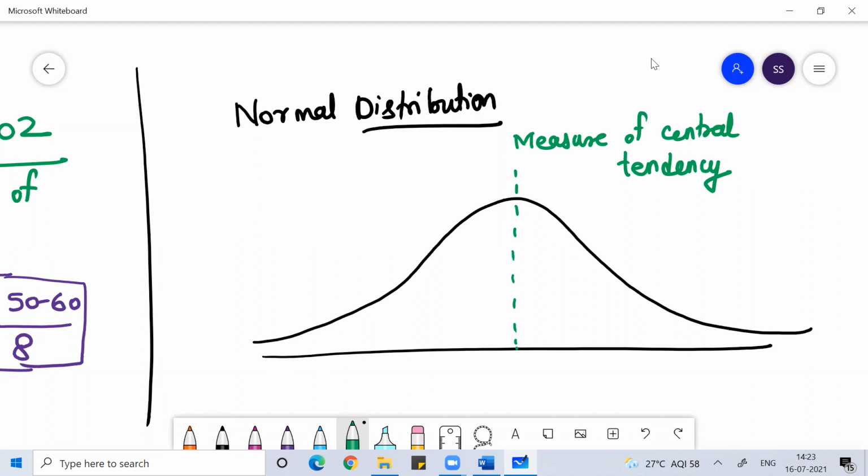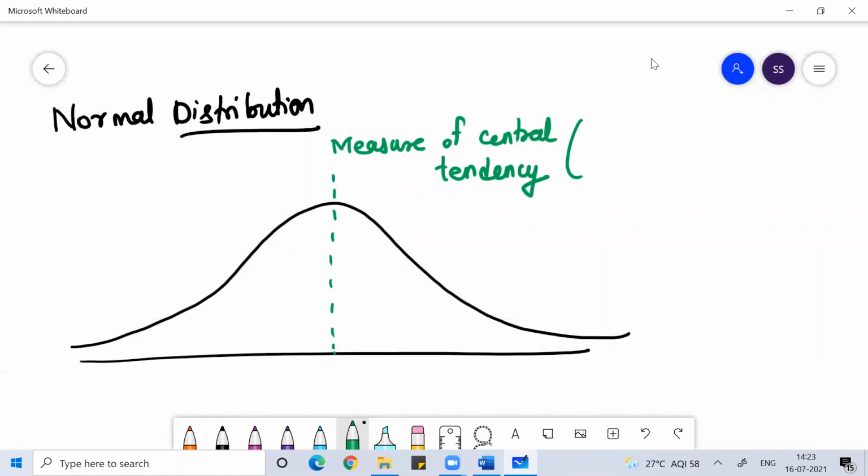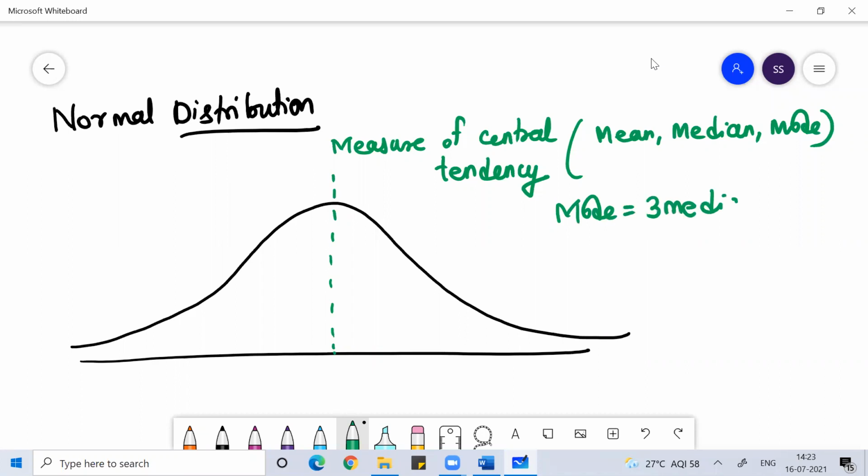Whenever we are trying to study the measure of central tendency, we have studied mean, median, and mode. Here remember the relationship: mode is equal to 3 median minus 2 mean. Whenever I'm using the term mean here, by default, mean means arithmetic mean.